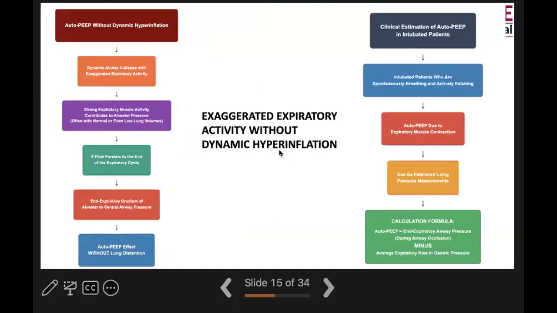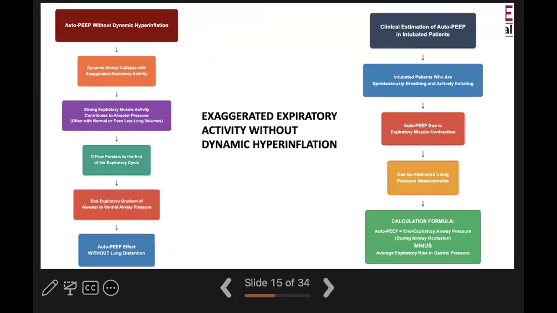So this is what I was discussing about exaggerated expiratory activity without any dynamic hyperinflation. That is, you are going to develop an auto PEEP. That is only the increased pressure, but there is not going to be any dynamic hyperinflation. So the increased pressure happens because of the dynamic airway collapse with exaggerated expiratory activity.